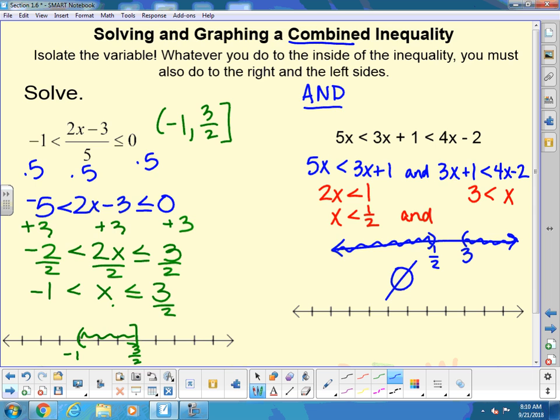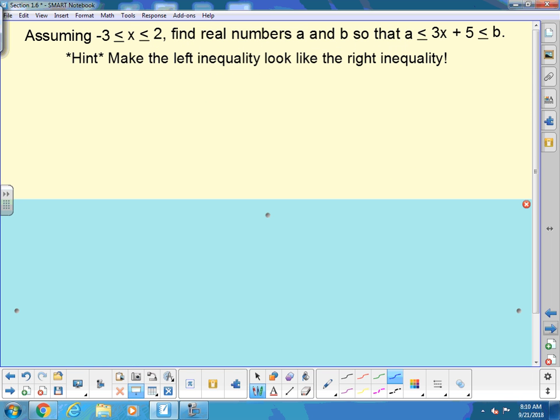All right, last slide for the day. We're going to do the first one together. You're going to see a Math Excel problem like this. You are given a combined inequality over here: a less than or equal to 3x plus 5 less than or equal to b.